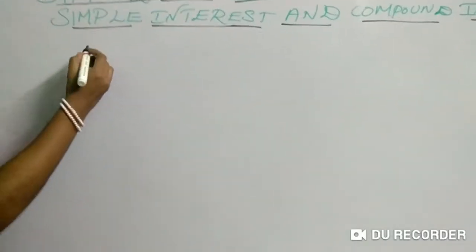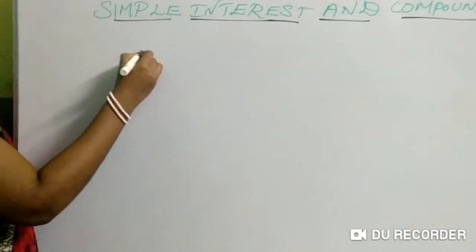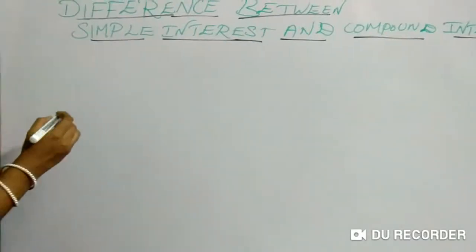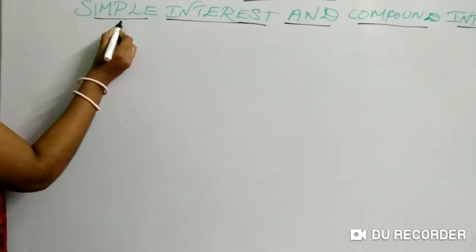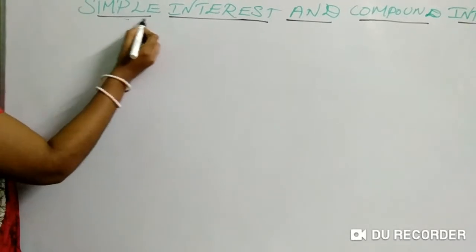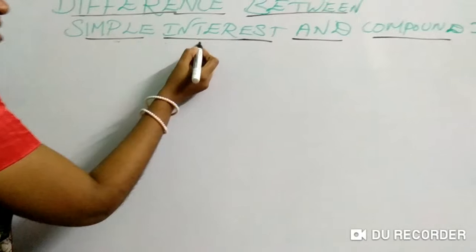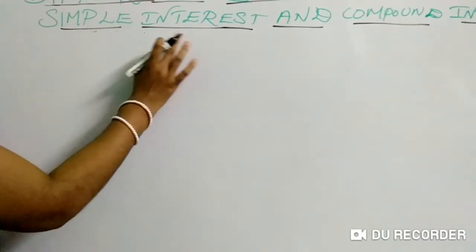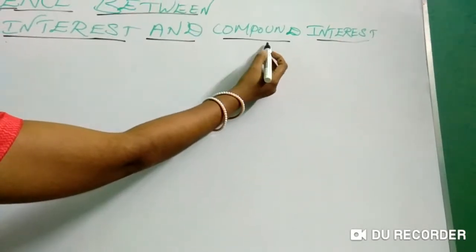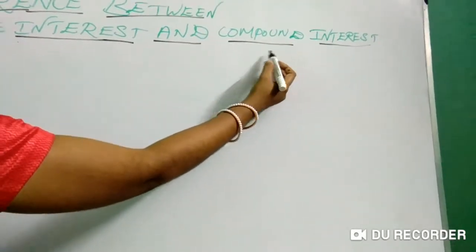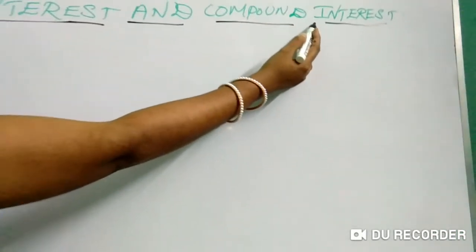In this, simple interest means the principal will always remain the same. In this simple interest, the principal will always remain the same for however long it takes. But in compound interest, the principal will change year by year. It will increase the principal.